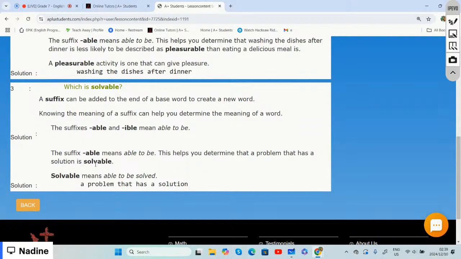all right. And if we were to look at the word solvable, it is being able to solve something.